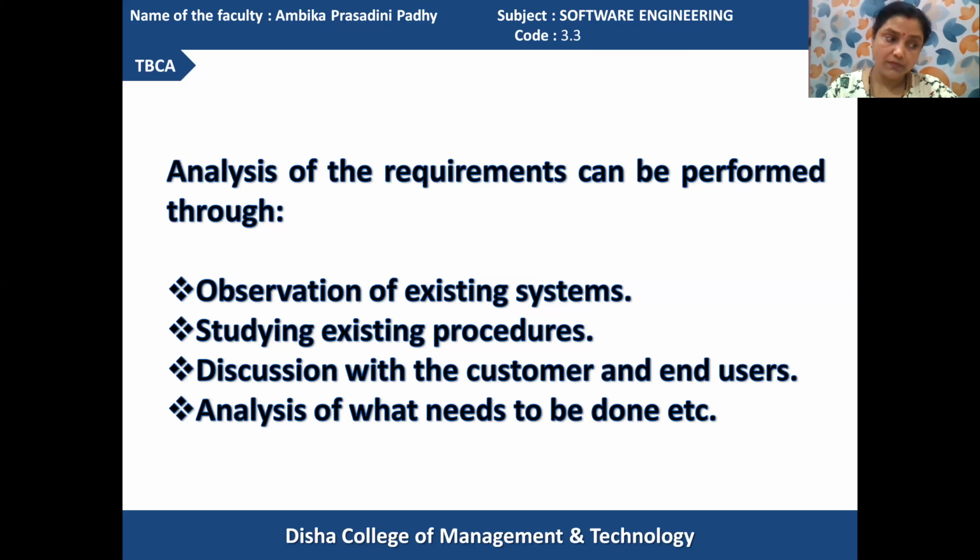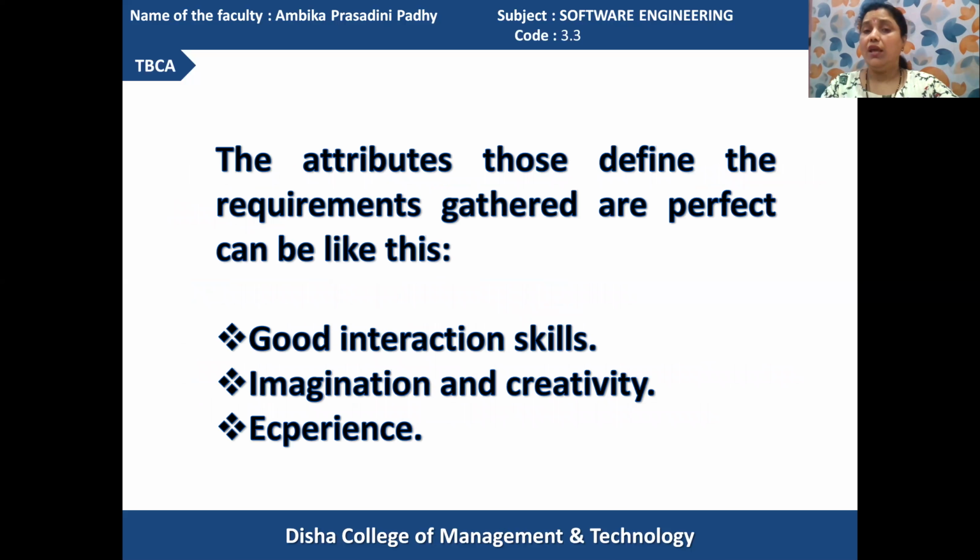Got it? The next is, when your requirements are gathered, whether those requirements are perfect or not. You can check through some attributes. The attributes really identify whether the requirements gathered are perfect or whether some more information needs to be collected. How can we understand? Good interaction skills. With good interaction skills, the developer can completely collect the information from the customer or the end user.